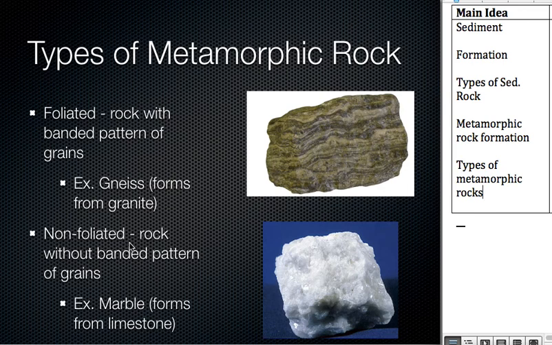Then we have non-foliated rocks, which are metamorphic rocks without a banded pattern of grains. So stuff like marble, right? This marble, which forms from limestone, clearly has no pattern to the grains at all. Definitely not compared to this nice sample above, right? So that would be considered a non-foliated rock. So metamorphic rocks are classified based on their appearance.